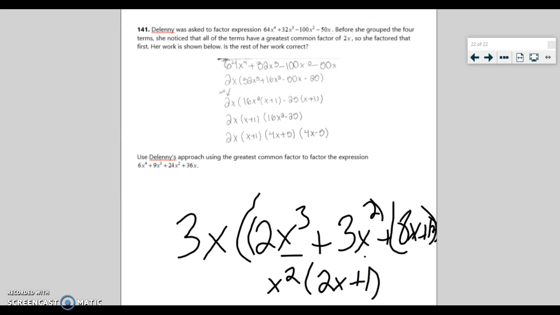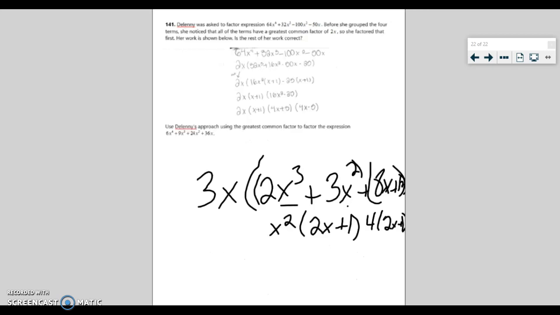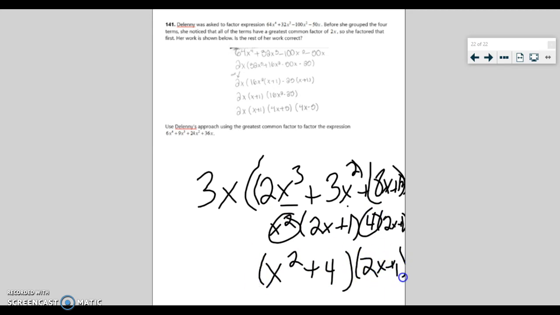I look at this again, that's a 12. So the greatest common factor is going to be 4. That's going to be the same thing, 2x plus 1. So my final answer is going to look like this: x squared plus 4, times 2x plus 1, right here, and then times 3x.